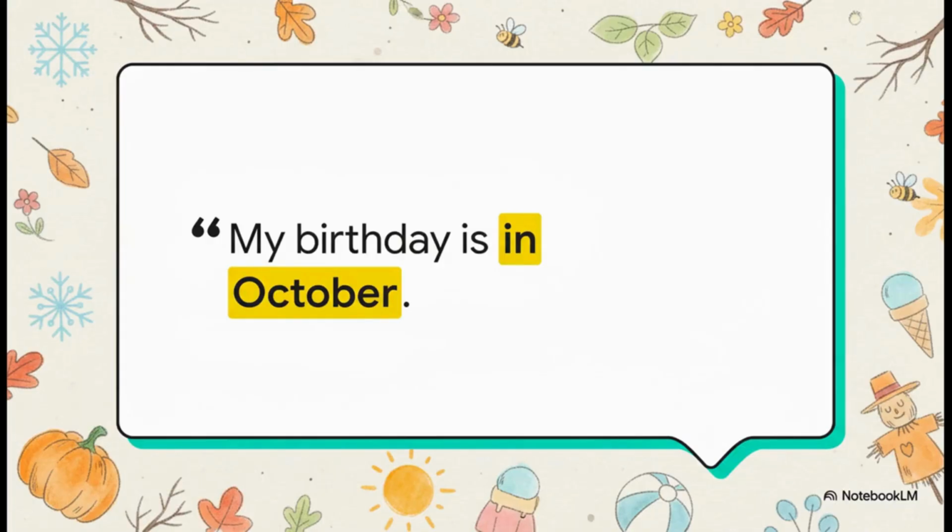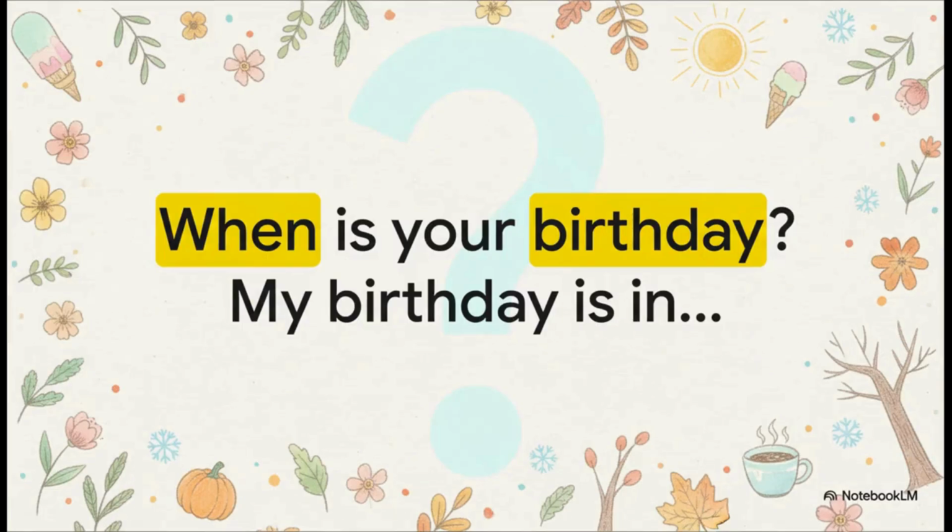Let's practice with a sentence that's really important for you to know. For example, I could say, my birthday is in October. Now, what about you? Take a second and think, what month is your birthday in? So let me just ask you, when is your birthday? Try to answer out loud. Just say, my birthday is in, and add your month. Go on, give it a shot right now. That's a great sentence to have ready.